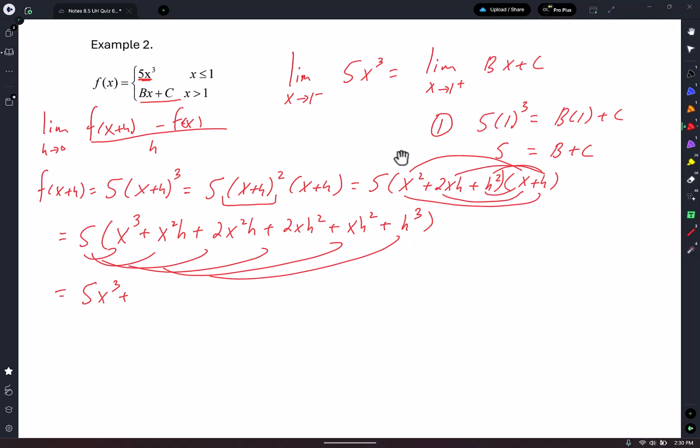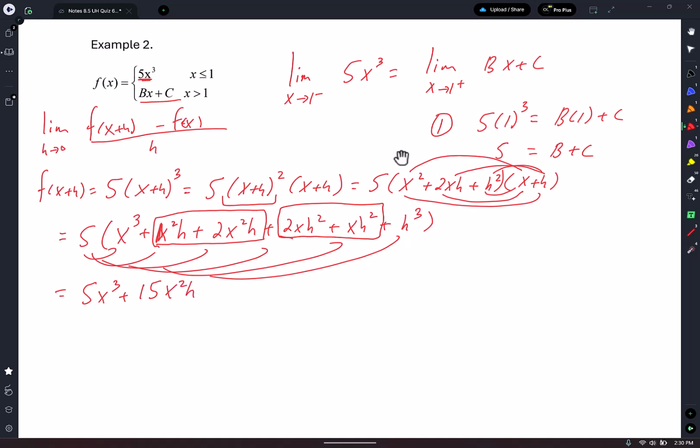5x cubed plus, okay, look. Before I distribute, I'm going to combine like terms there, and I'm going to combine like terms here. So that's 3x, well, I already put the 5 there. So that's 3x squared h, right? 2x plus 1, or 2x squared x plus 1. That's a 1 in front of that. So what's 3 times 5?